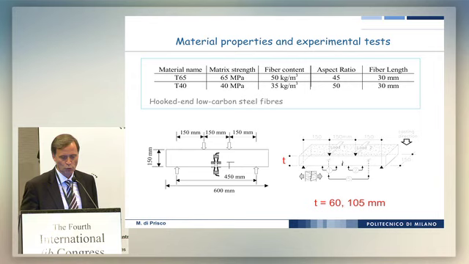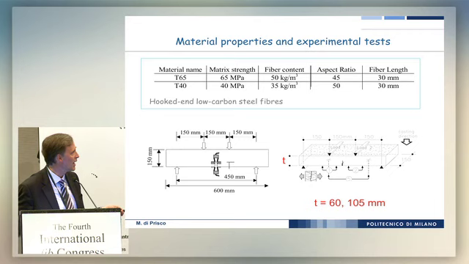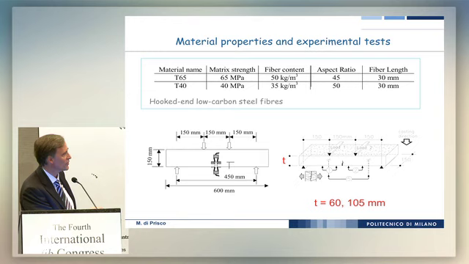And it's also important to highlight that there is a huge difference between the unnotched beams and the notched one, especially when you have a thin-walled element. For instance, if you adopt a 60 or 105 millimeter thick element, you see here the same two materials characterized by two different metrics. This 65 or 40 is a compressive strength, and two different fiber contents, and also two different aspect ratios of steel fibers with the same length, 30 millimeter.